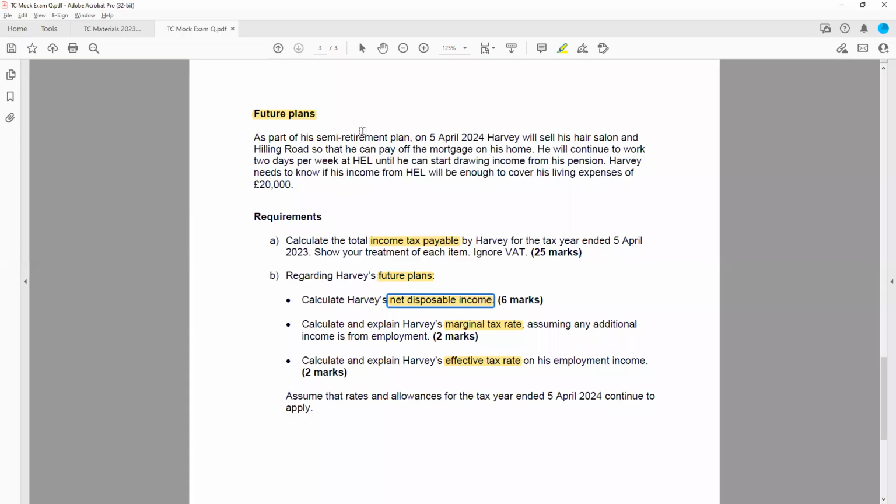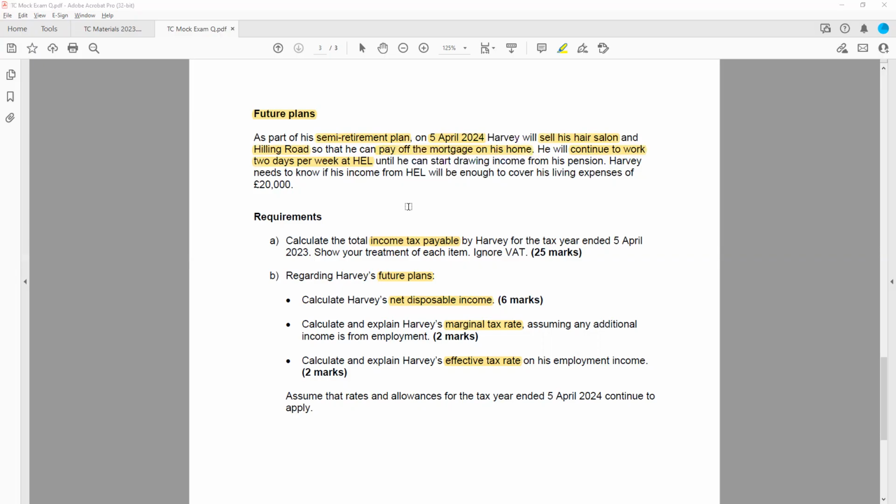As usual, it's best demonstrated by looking at a question. We're told, as part of his semi-retirement plan, on the 5th of April 2024, Harvey will sell his hair salon and Hilling Road. So he's going to sell his business and his investment property so that he can pay off the mortgage on his home. He will continue to work 2 days per week at HEL until he can start drawing income from his pension.